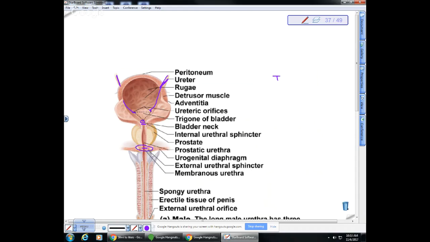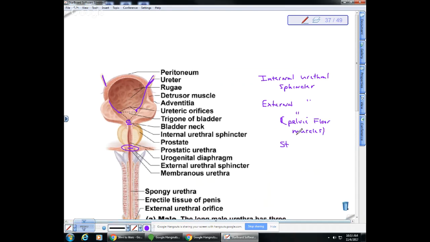So we have the internal urethral sphincter, and then the external, I'll just put urethral sphincter, right? And the external one is the pelvic floor muscles. Okay, so you would strengthen these to avoid incontinence.